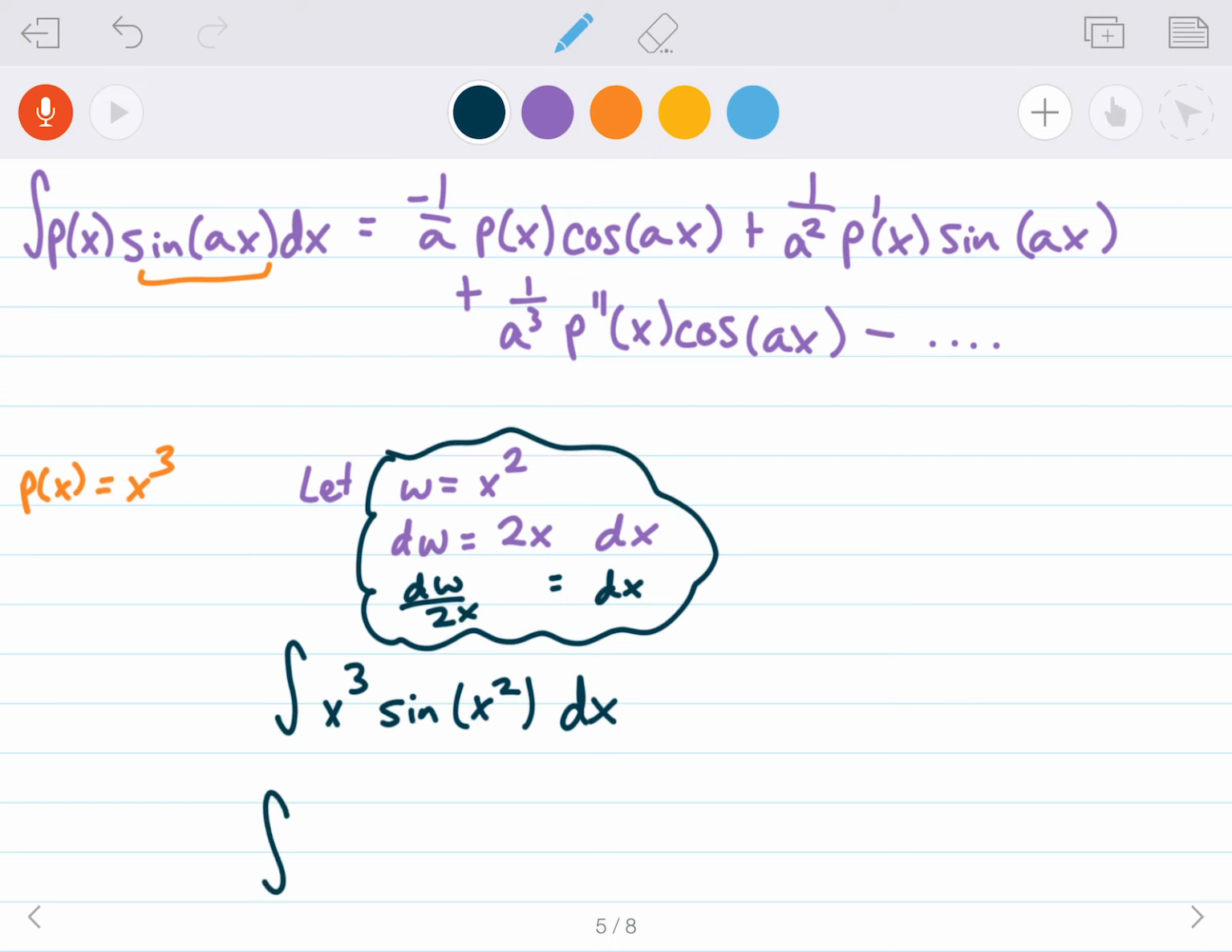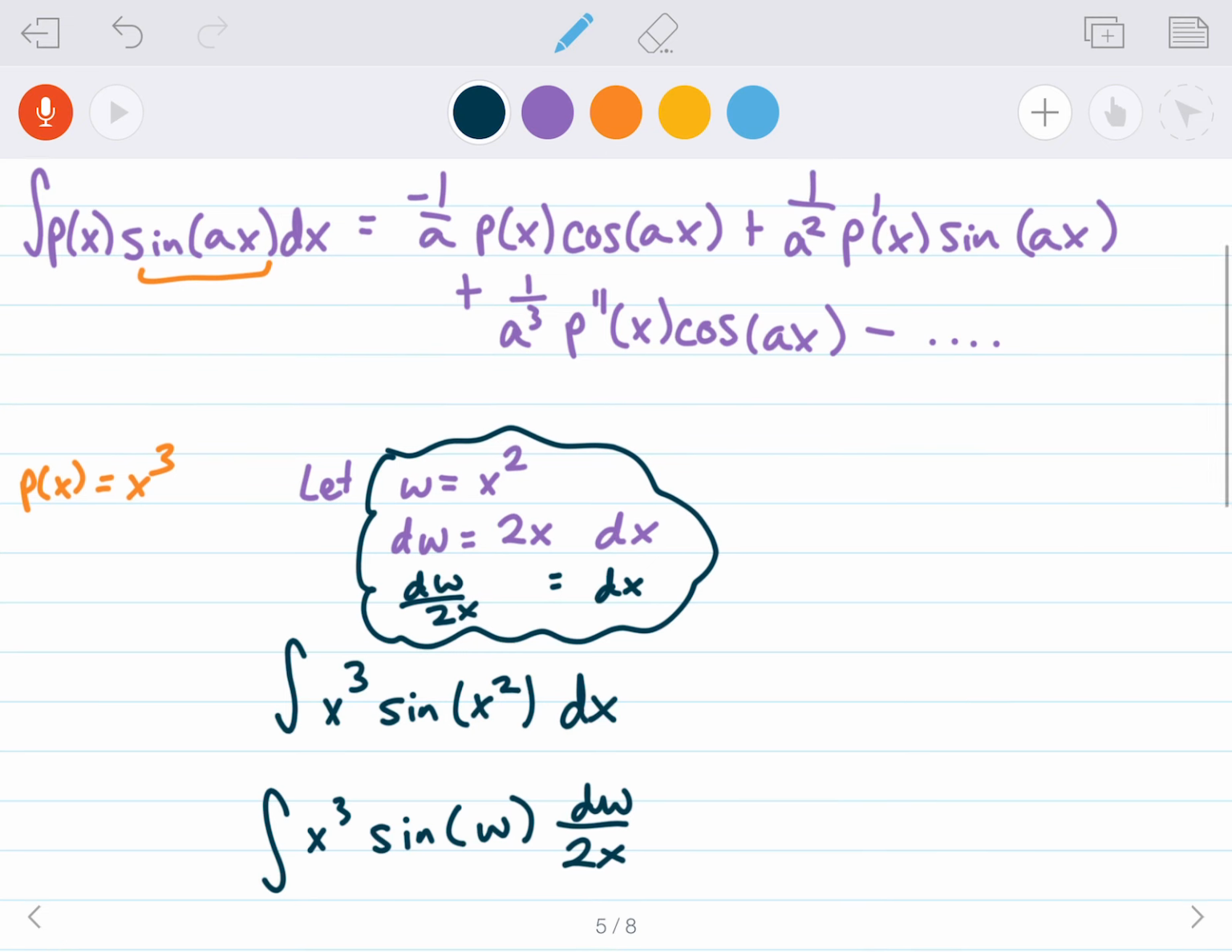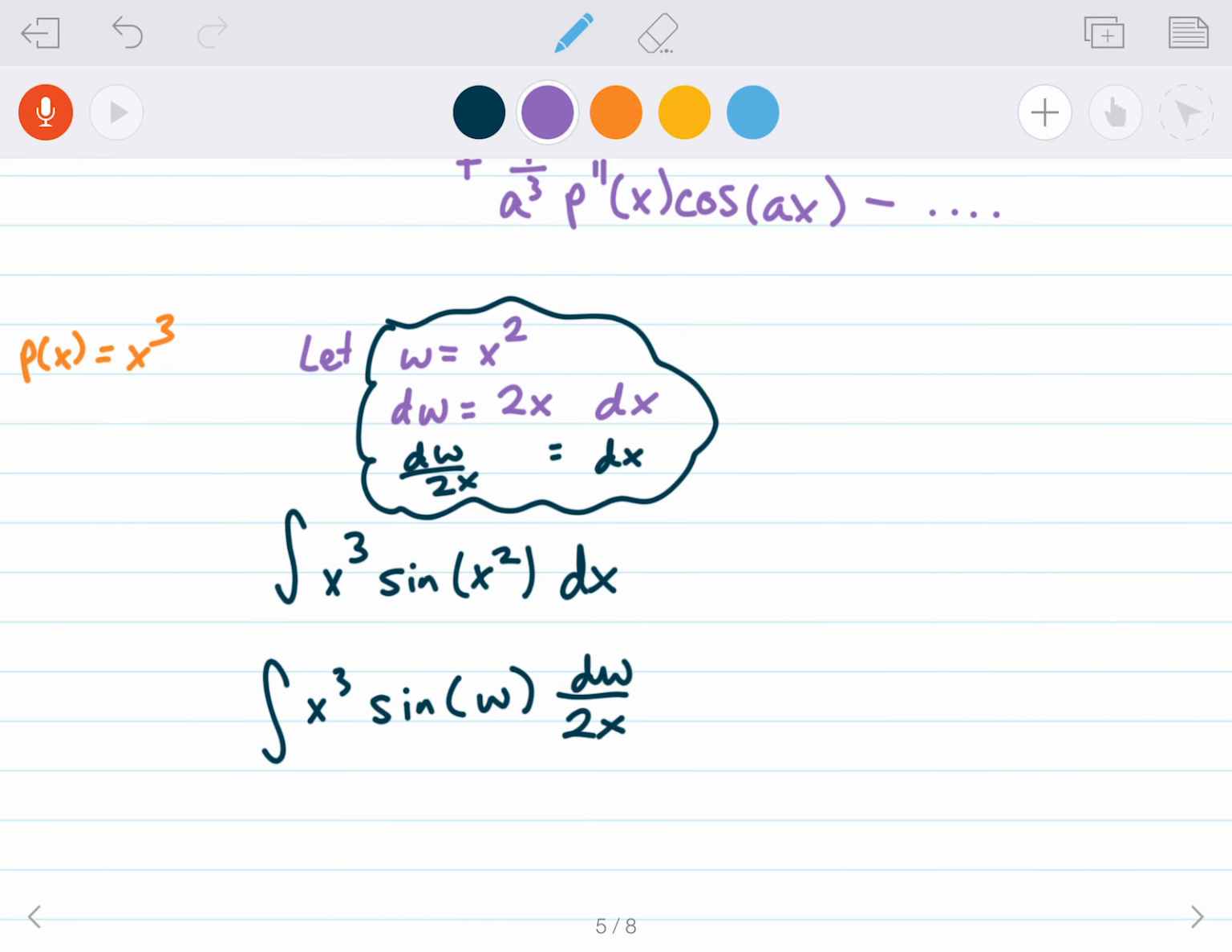So my original problem becomes x to the third sine of w, and then instead of dx, we have dw over 2x. Now what's nice is we have a cancellation of an x there and then one here. So what we get is x squared sine of w dw.